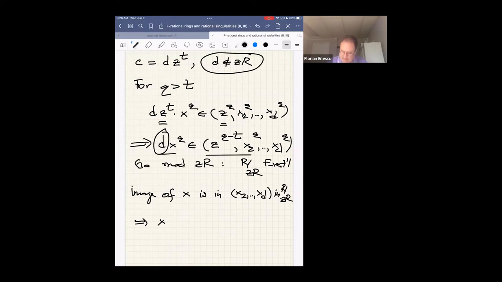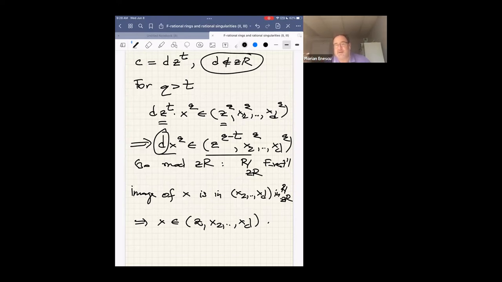Yes. So when you go mod ZR, you have a tight closure relation. So the image of X has to be in the image of X2, XD in R mod ZR. So that means that X itself is in the ideal generated by Z, X2, XD. And that finishes the proof. Thank you. So this is a very simple proof that shows that F-rationality deforms.